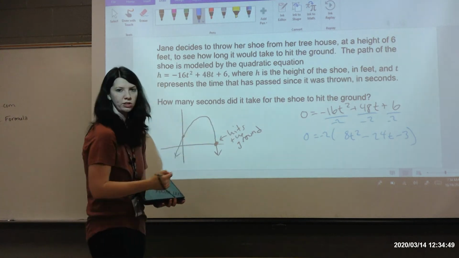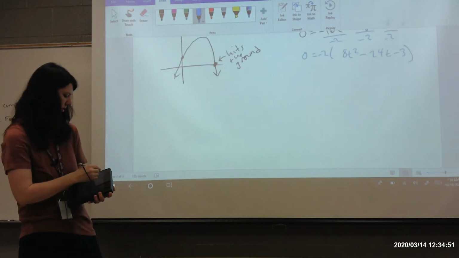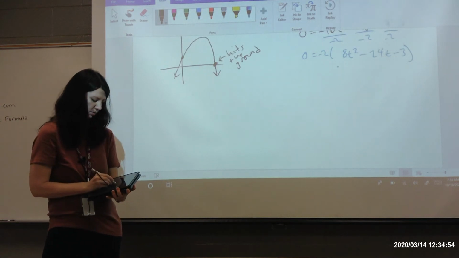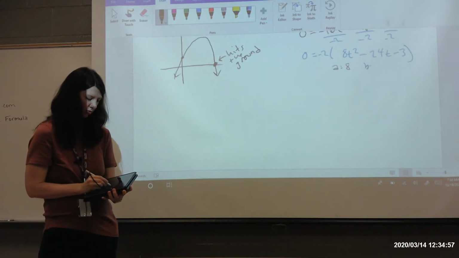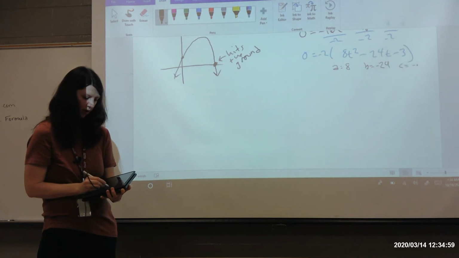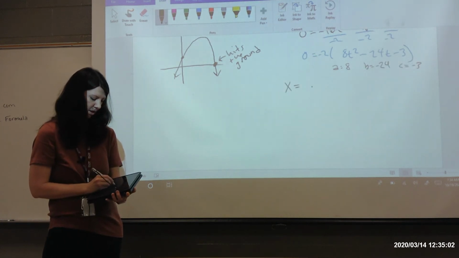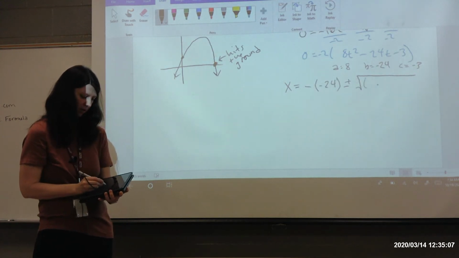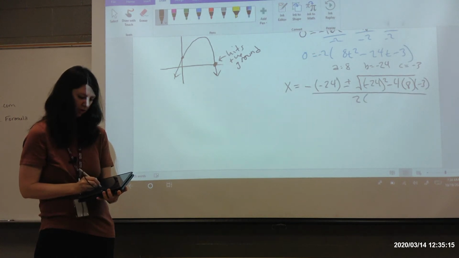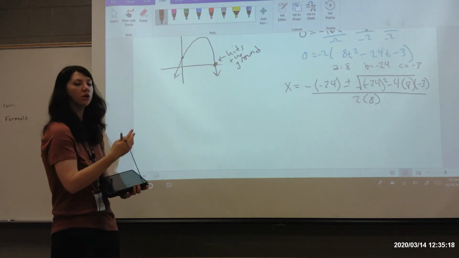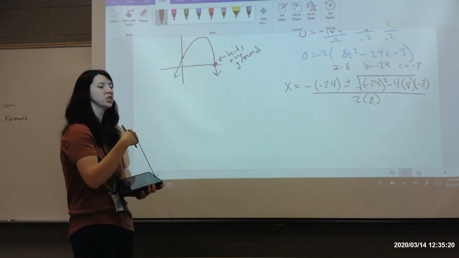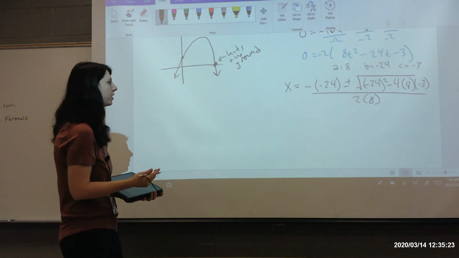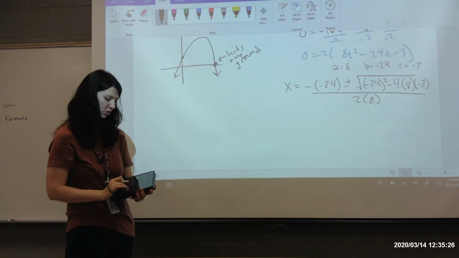The numbers are larger than what I'd want to work with factoring, so we're going to use the quadratic formula here. A is equal to 8, B is equal to negative 24, C is equal to negative 3. I'm going to go through and plug it in. Negative B plus or minus the square root of B squared minus 4 times A times C, all over 2 times A. So same process as before. Once you know the problem solving piece, then you can just decide how you want to solve your quadratic, okay? You just got to figure out how to set up your problem. That's the most difficult part here.